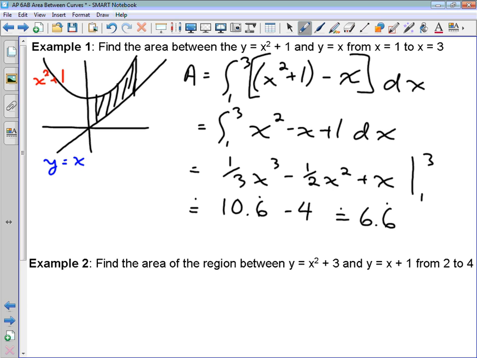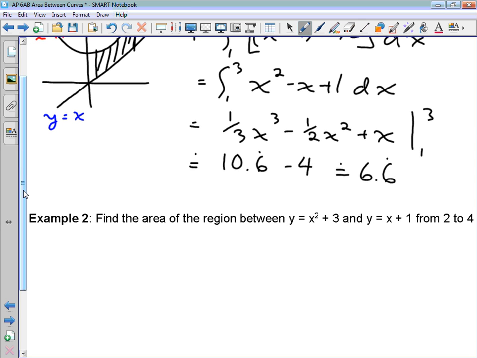So the next example we have here: find the area of the region between y equals x squared plus 3 and y equals x plus 1 from 2 to 4. That one. All right, let's do that one as well here.